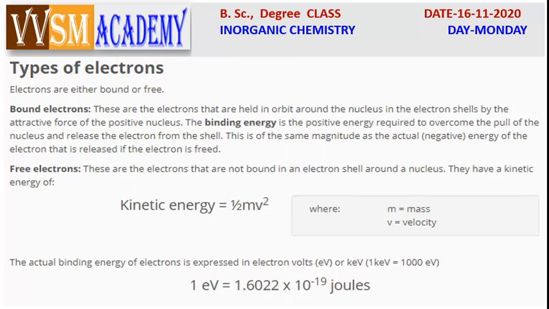The actual binding energy of the electron is expressed in electron volts, that is eV, or keV, kilo electron volts. 1 kilo electron volt is equal to 1000 electron volts. And 1 electron volt is equal to 1.602 into 10 to the power of minus 19 joules. This equation is very important, a constant that is very useful in solving problems in your forthcoming examinations, particularly in inorganic chemistry question papers.